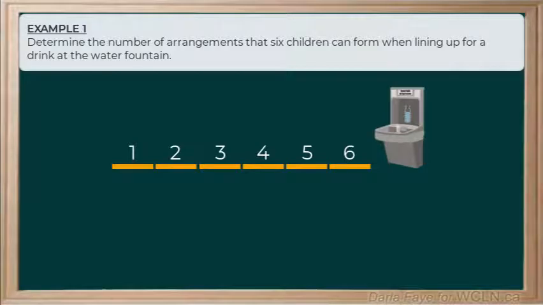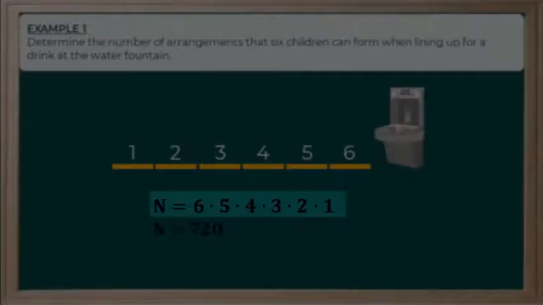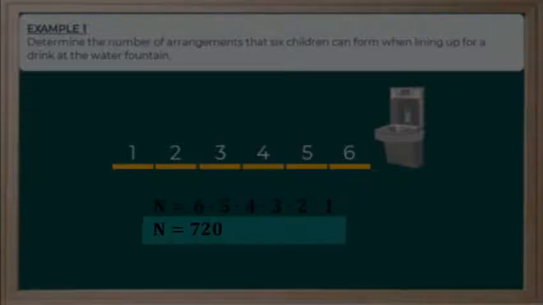Now, since I'm doing 6 simultaneous tasks, or I'm choosing a student for the first spot, and choosing a student for the second spot, and choosing a student for the third spot, and so on and so forth, I know that I can use the fundamental counting principle to help me determine the number of arrangements. So I'm simply going to take 6 times 5 times 4 times 3 times 2 times 1, and that tells me that I have 720 possible arrangements, or 720 possible permutations for the children to line up in front of the water fountain.